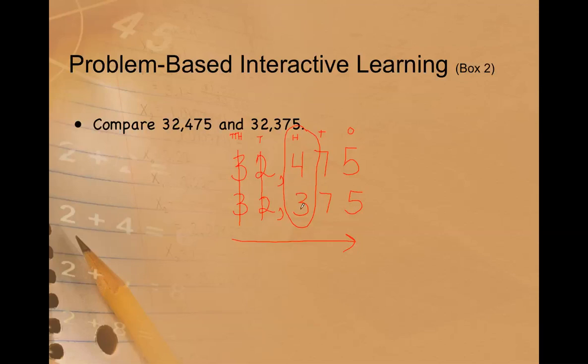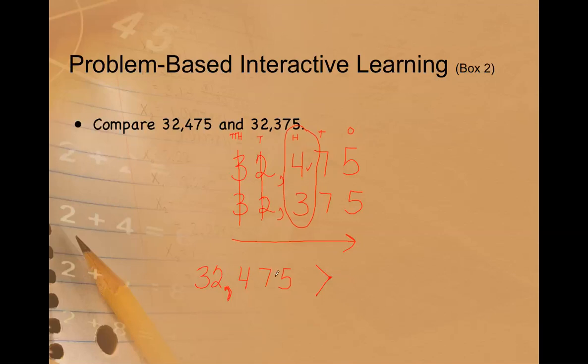I have a 4 and a 3. Which number is larger, 3 or 4? The 4 is larger. So this number is a greater number. I would write that this way. 32,475 is greater. And when writing the greater symbol, the opening faces the greater number. The point faces the smaller number.